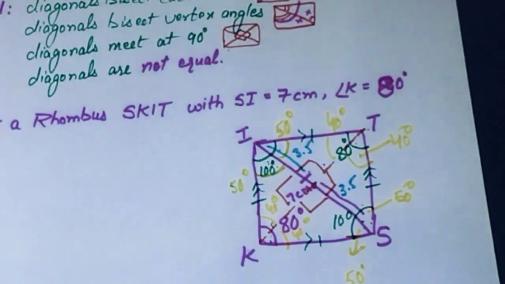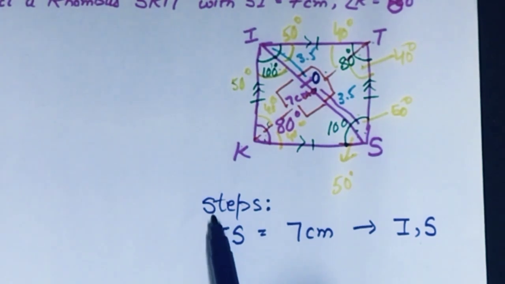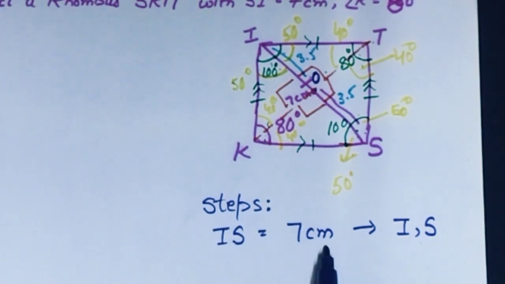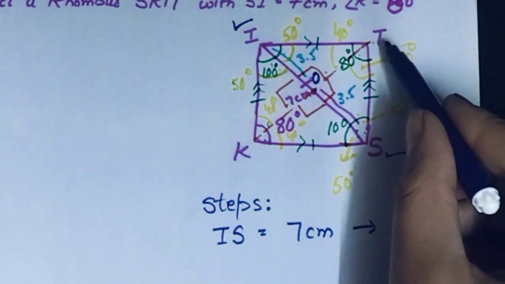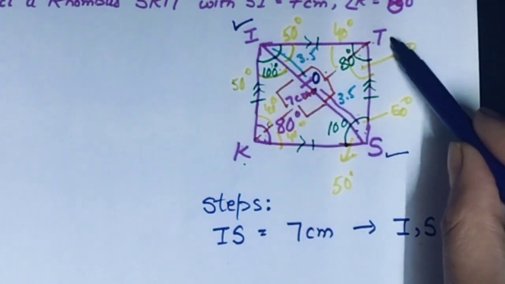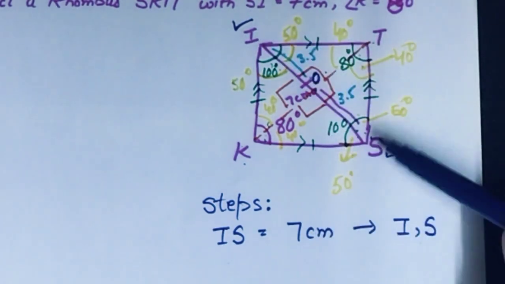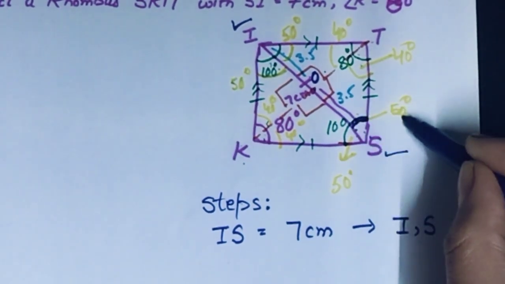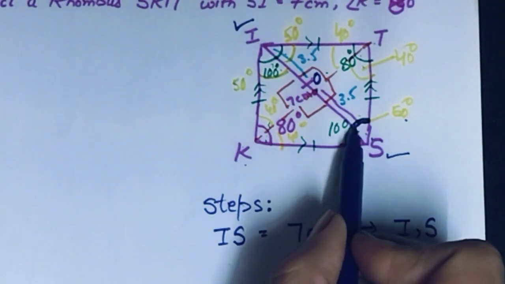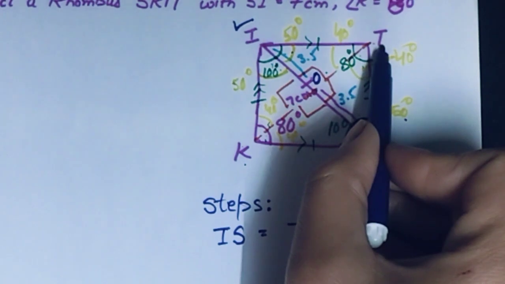Now let's write down the steps. I'm calling this point O. First of all, you can draw IS equal to 7 centimeters, and the moment you draw it, you'll get I and S in the scene. So you got this vertex and you also got that vertex. Now you have to find out T and K. Let's focus on T. How can we get T? You have too many measures to reach T. From S and from I. From S, you can draw this angle as 50 degrees because you have drawn IS, and at point S you can draw 50 degrees, and here also 50 degrees, and where they meet, there you'll get T.